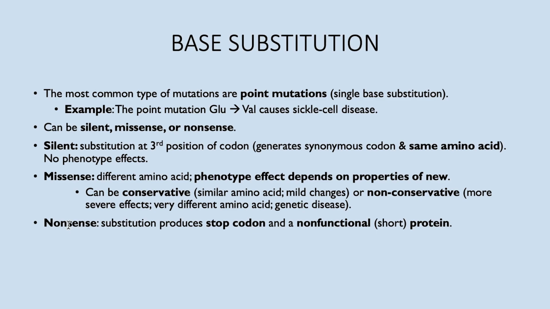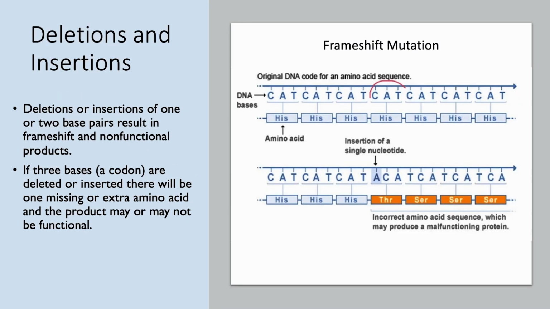So these are the types of mutations regarding base substitution. We are going to see now what happens with deletions and insertions. These deletions and insertions typically always lead to a dysfunctional protein, and we are going to see why. Here we have examples of what can happen when we have deletions and insertions. This type of mutation will lead to what we call a frame shift in the reading sequence.